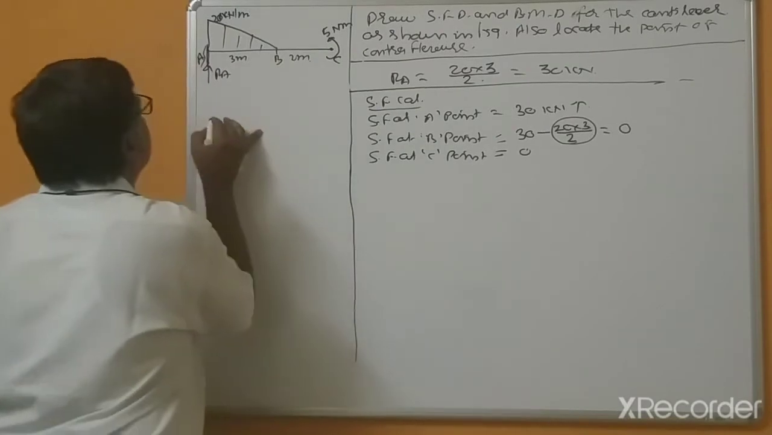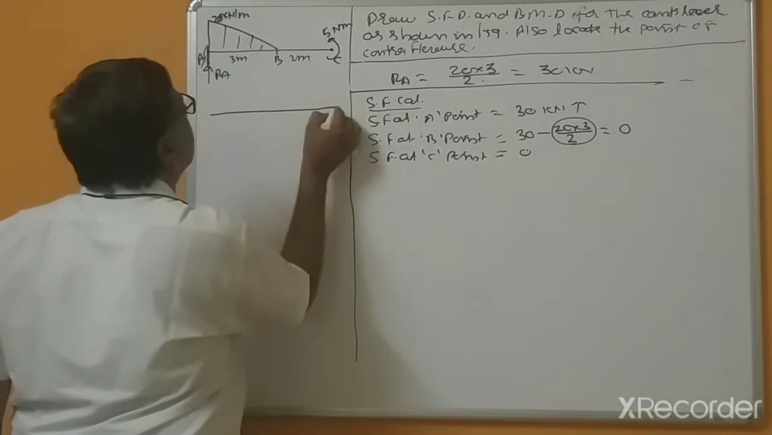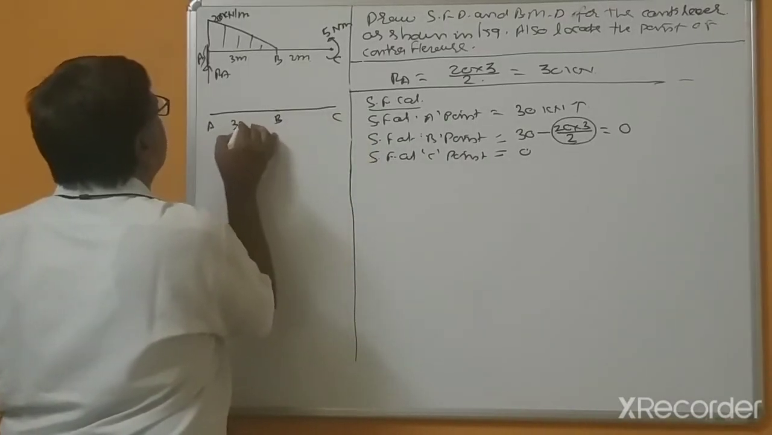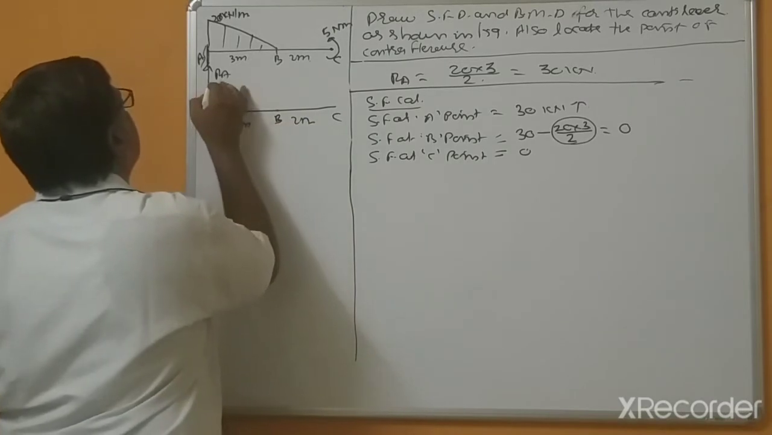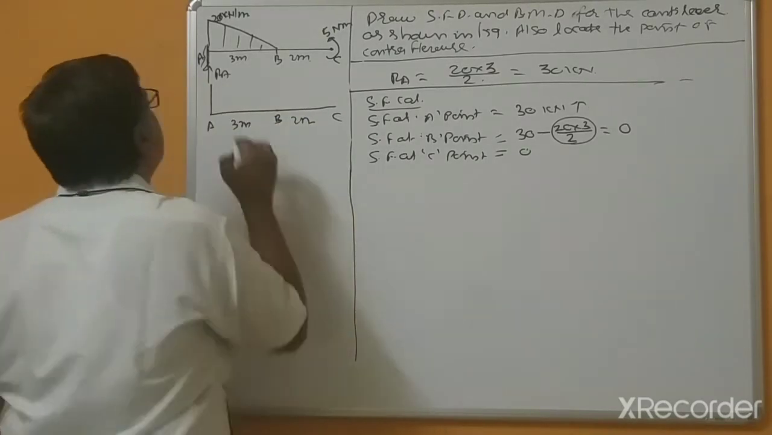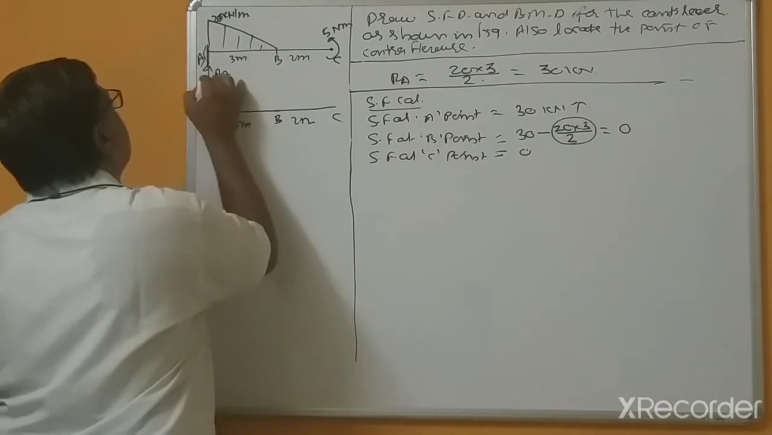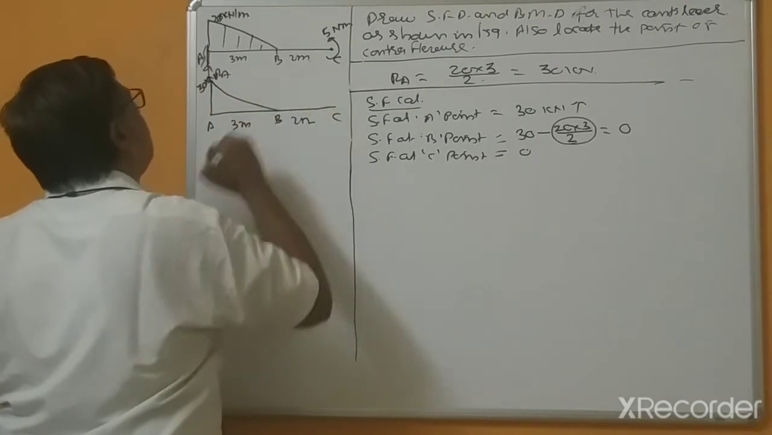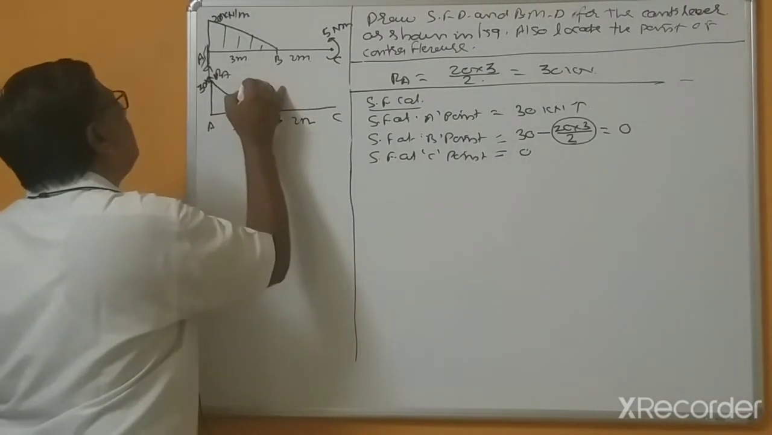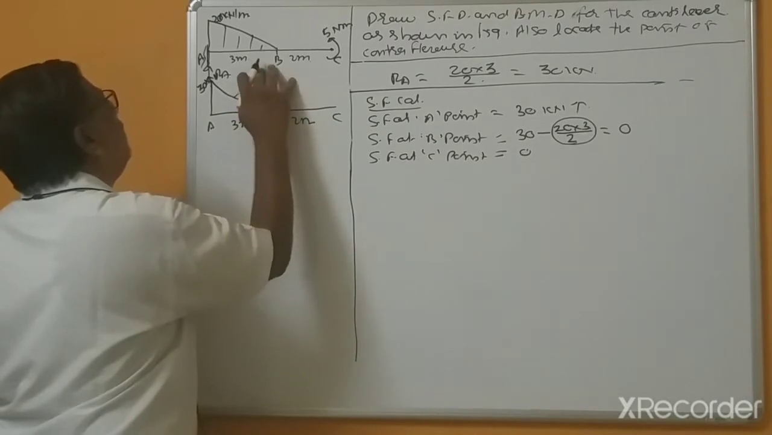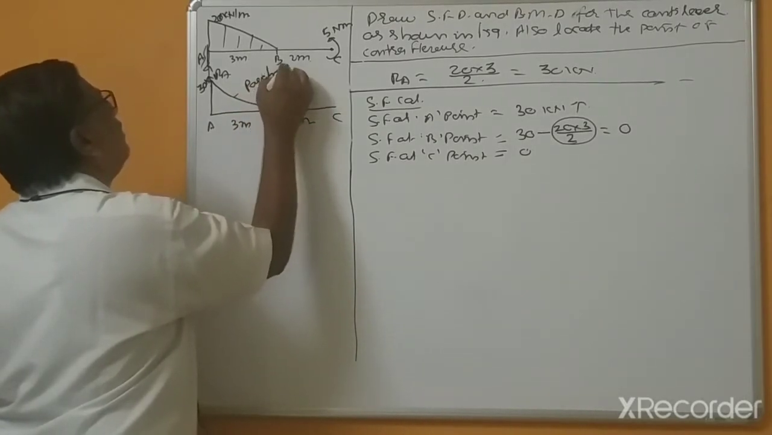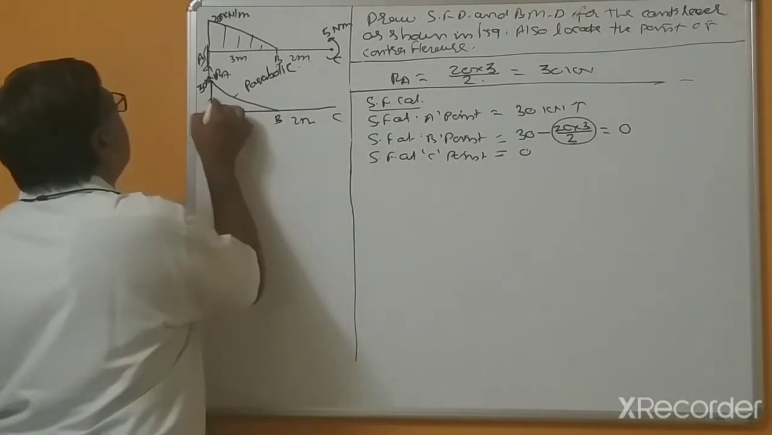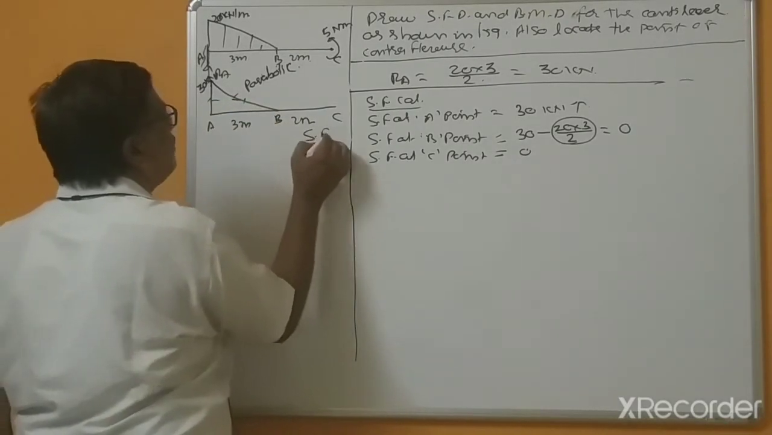A, B, C. The load is 30 kilonewton. This is a triangular type of load, so the nature of the curve is parabolic. This is your shear force diagram.